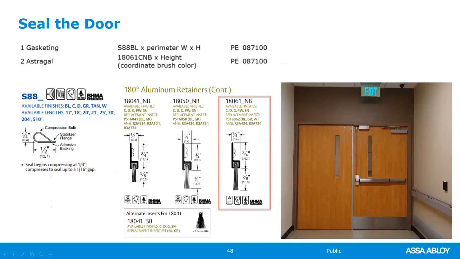Sealing the door, the astragal, you put a brush astragal on each leaf. It does not inhibit the free use of either leaf because of the brush, and the same S88 Pemco compression seal that we've been using.